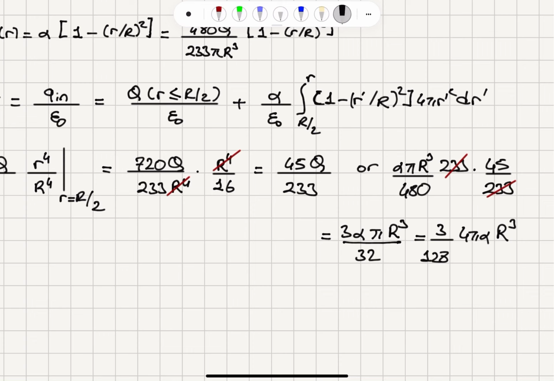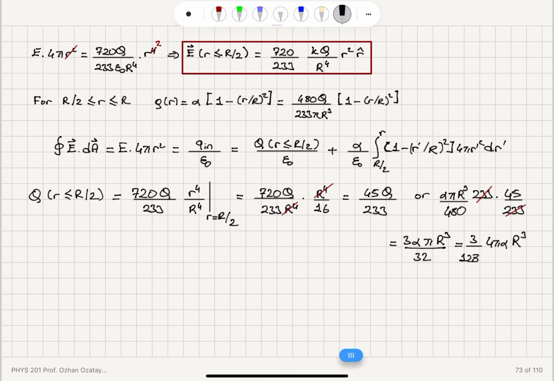Okay, so the charge enclosed in the region R less or equal to capital R over 2 is 45 capital Q over 233, or it can be written in terms of alpha this way. Now, if I go back to Gauss law, E times 4 pi R square is charge enclosed divided by epsilon 0. Let's work on that equation.